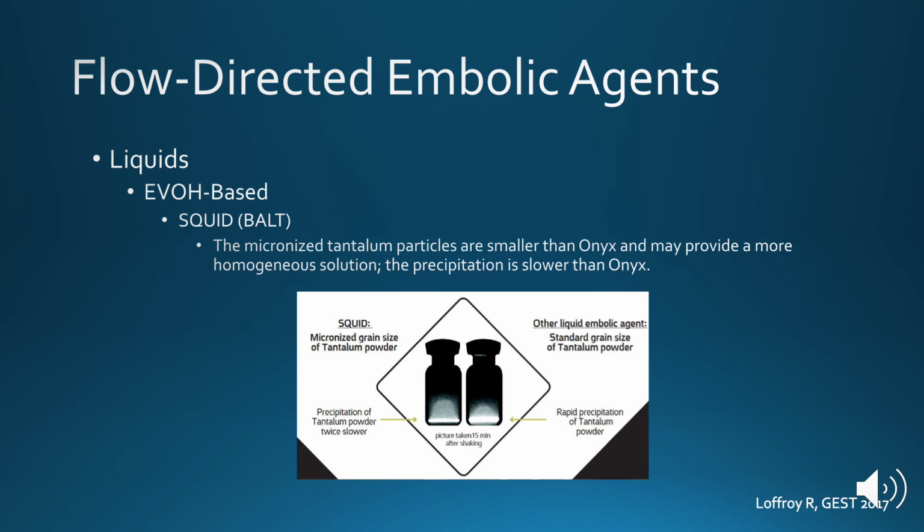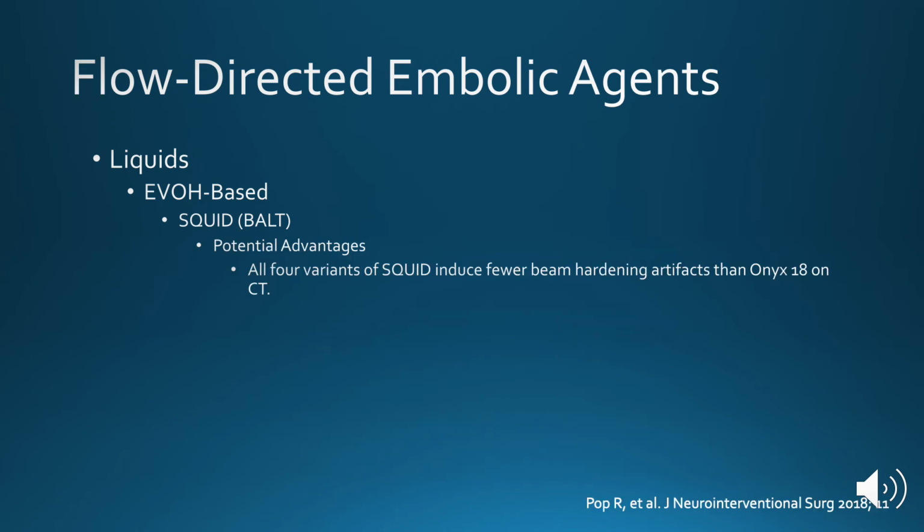The micronized tantalum particles that are used with Squid are smaller than those used with Onyx, and this may help provide a more homogeneous solution, and the precipitation is slower than seen with Onyx. All 4 variants of Squid induce fewer beam hardening artifacts than Onyx 18 on CT, which is a potential advantage of its use.